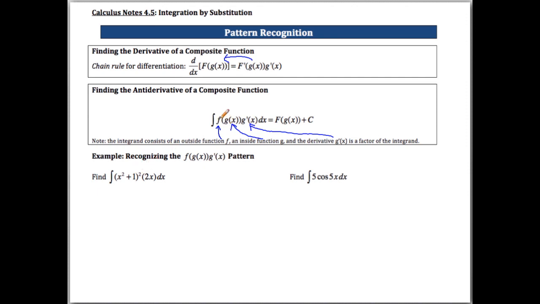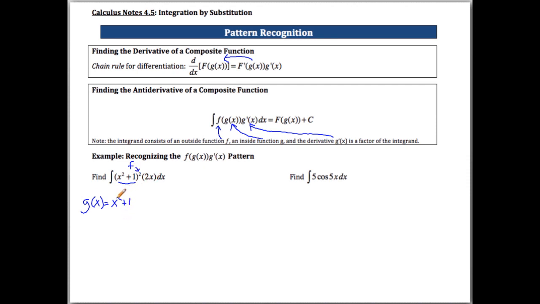So we need to identify what is our f function. Well, the f function right here is actually going to be squared. Okay, so there's your f. And this right here is going to be your inside function. So it's x squared plus 1 squared, so that's your inside function, or your g of x. So I'm just going to write this here. G of x is going to be x squared plus 1.